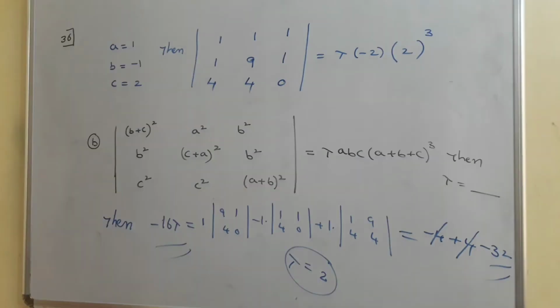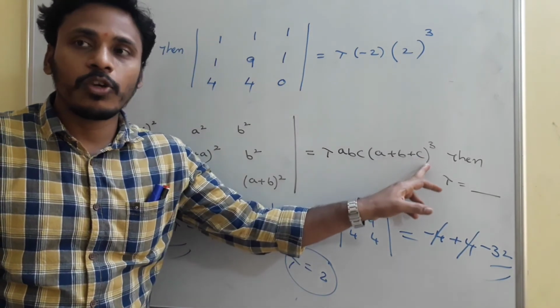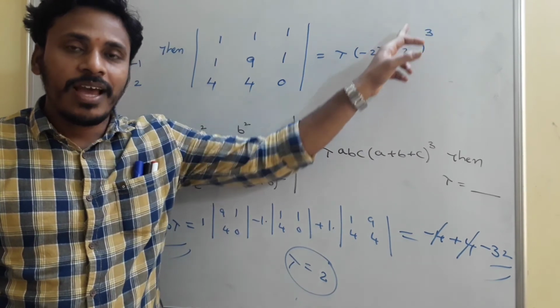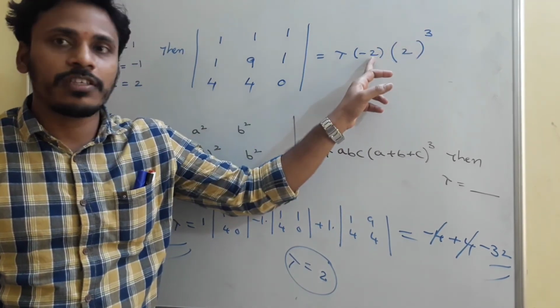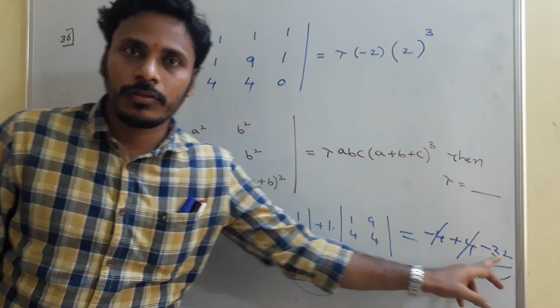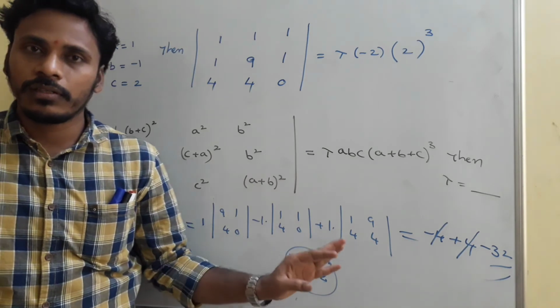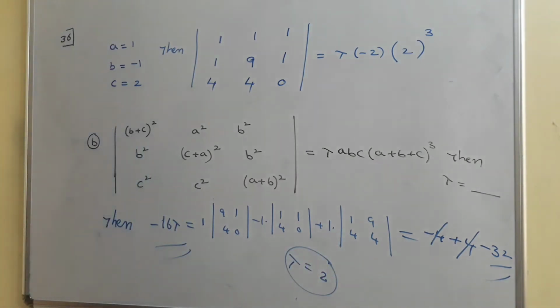At the end, just look there: here a plus b plus c whole cube. Since a plus b plus c is 2, you need to take it as 2 cube, and 8 into minus 2 is minus 16. So here it is minus 16 lambda and here it is minus 32. If you solve, you will get lambda is equal to 2. At the end, your answer for this is lambda is equal to 2. Just have a look.